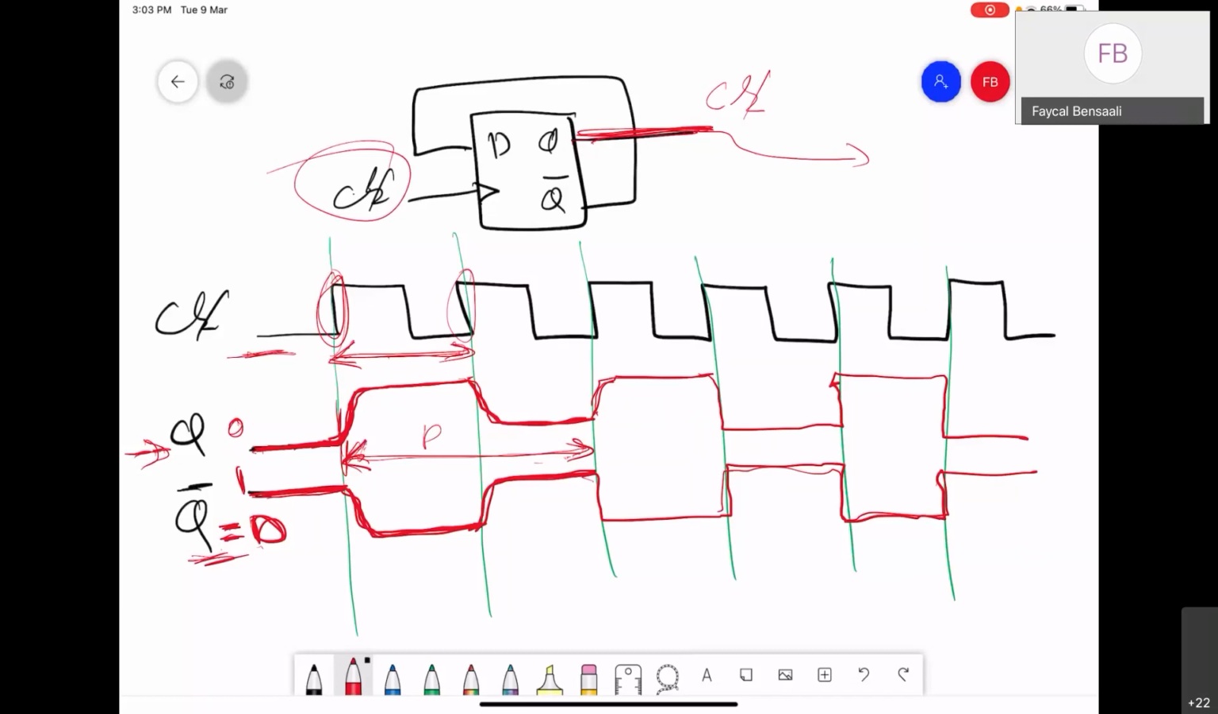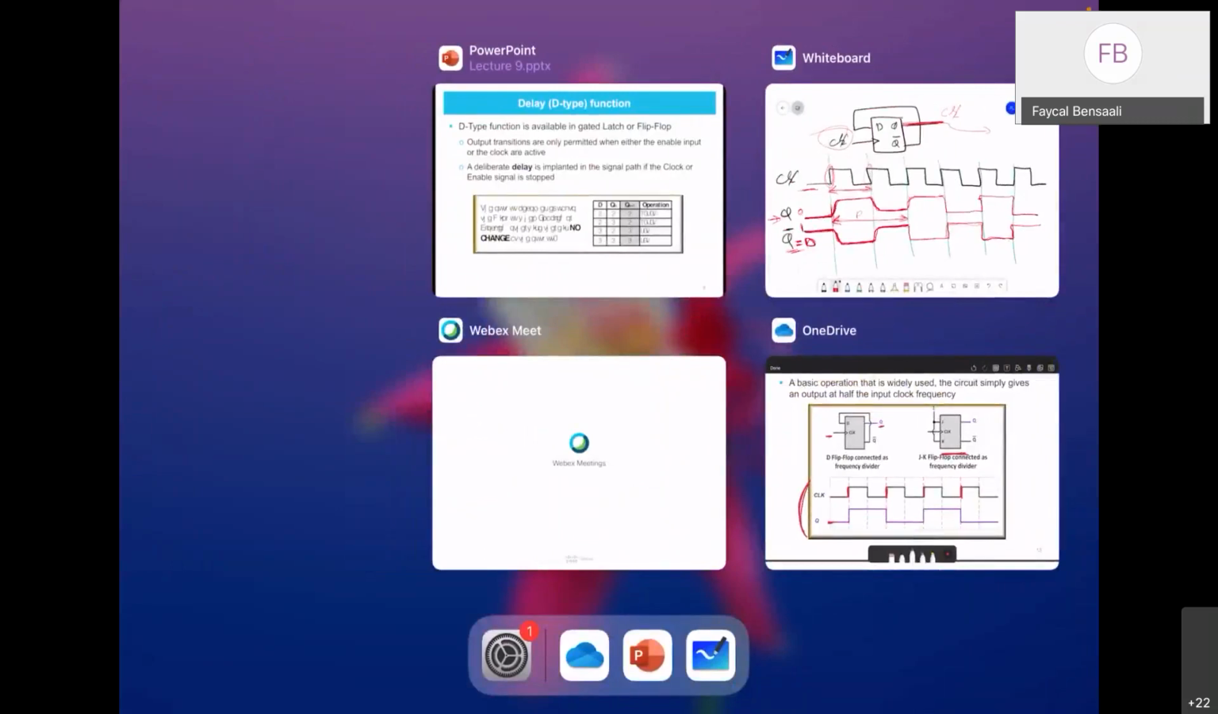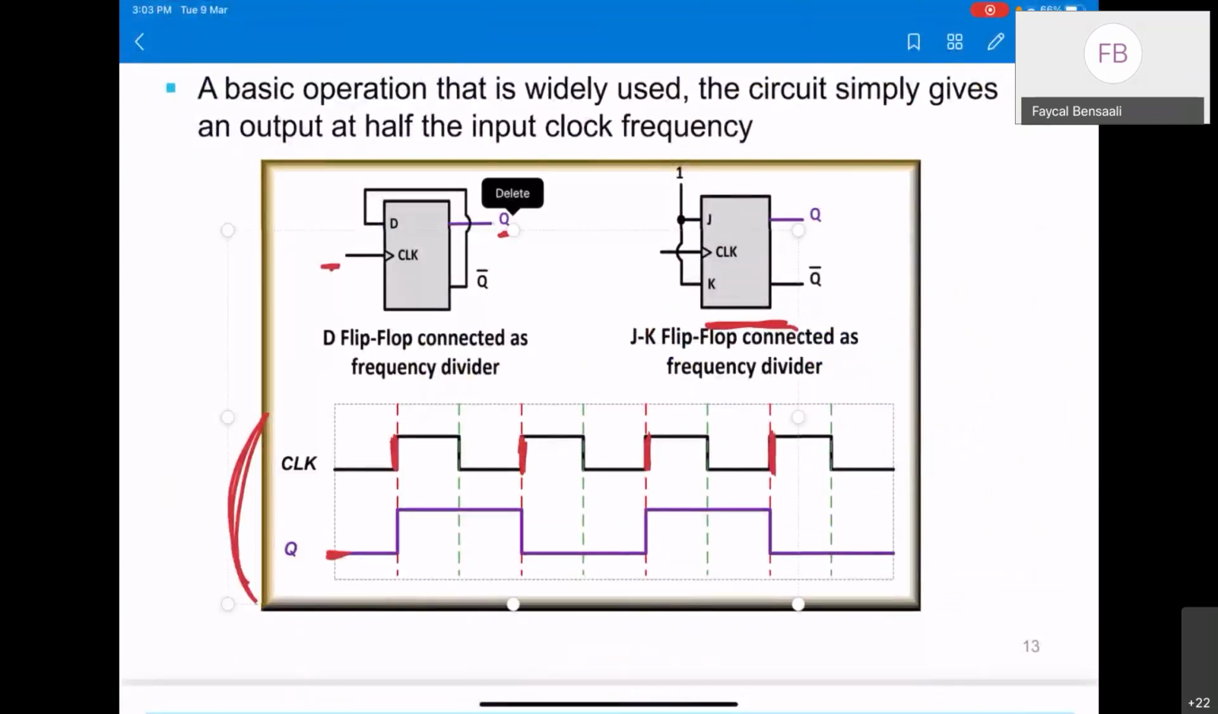But for now, you need to understand how a simple flip-flop, by connecting D to Q bar, gives this output. I will get another square wave, which has double the period, or half the frequency, of the original clock. I hope this is clear. And this is what I presented here. I just presented Q. I didn't put a Q bar, but I think I showed you how to get it.